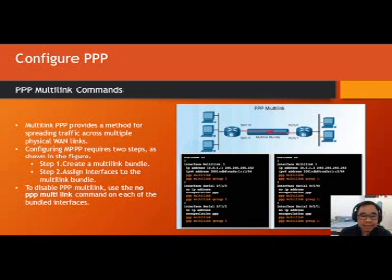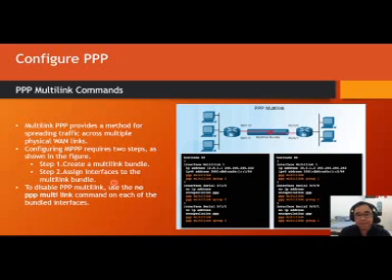Multi-link PPP provides a method for spreading traffic across multiple physical WAN links. Configuring PPP requires two steps, as shown in the figure. So we have hostname 3 and hostname 4. On each host, you do the configuration. Configuring PPP requires two steps as shown in the figure.